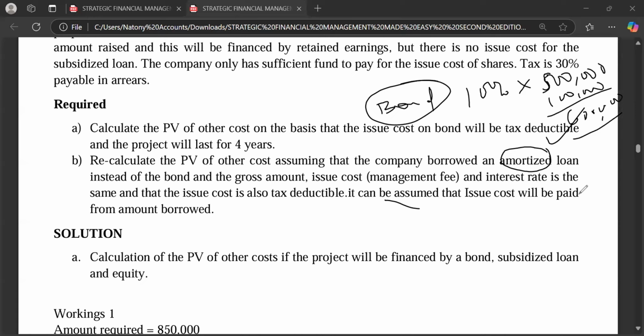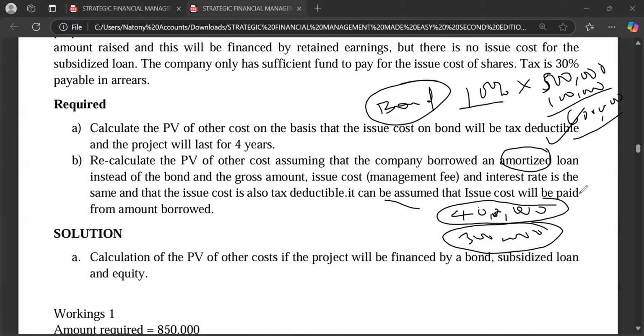So it means that every year the principal will be reducing. So let's assume that payment of principal out of this is 100,000. So the second year, principal will have reduced to 400,000. So interest for the second year will be based on what? 400,000. If the principal reduced to 300 in year 3, interest will be based on this amount. So that is the difference. The interest is not a flat rate on amount borrowed. Okay.